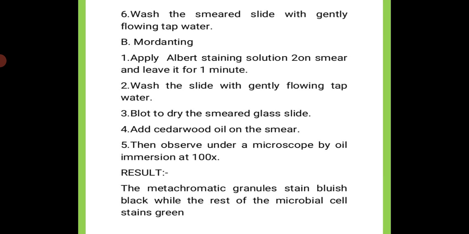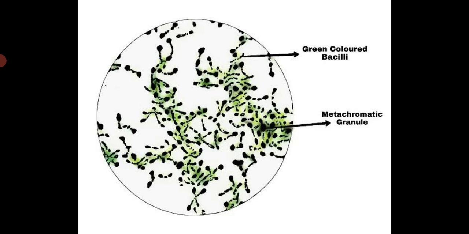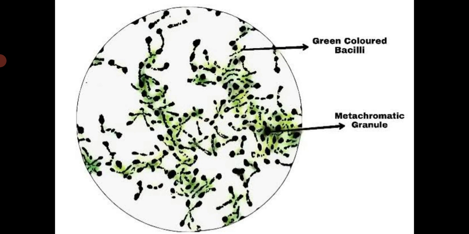Results: during observation, you can observe bluish black colored metachromatic granules, and the rest of the microbial cell will appear green in color. So under microscopic observation, such granules will be observed which are black or blue in color, and the cell will be green in color.